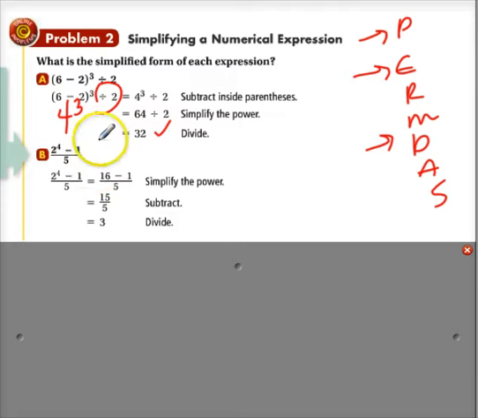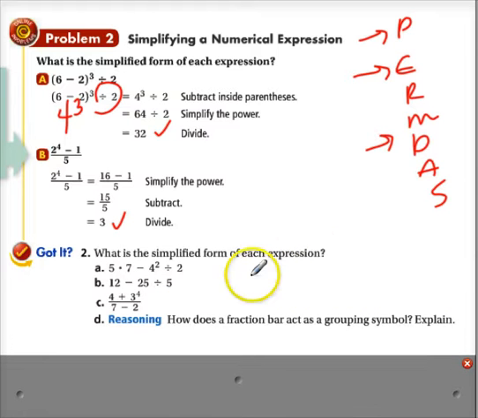All right, here's where they mean a fraction bar also acts as a grouping symbol. 2 to the 4th power minus 1 over 5. So you want to simplify the power first. 2 to the 4th is 16. 16 minus 1, we want to do that subtraction first, 15. Then we can divide and we get 3.